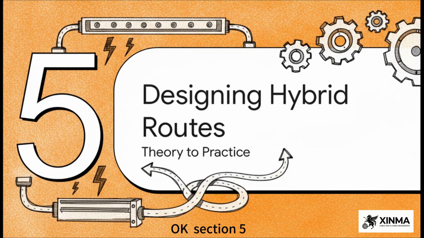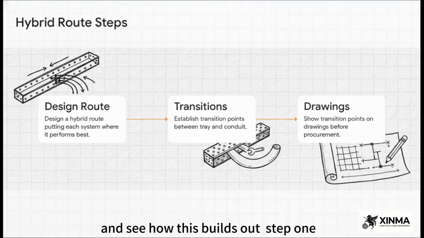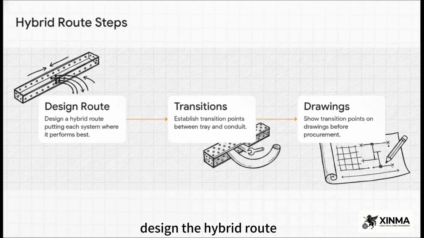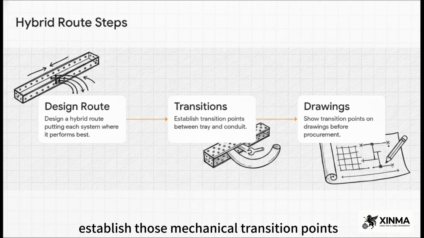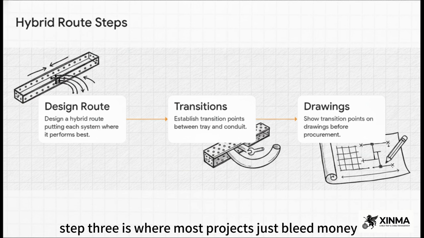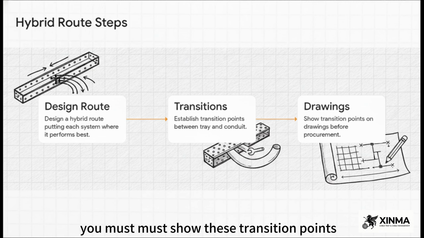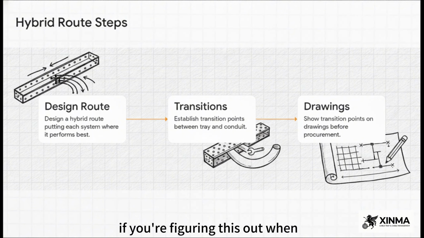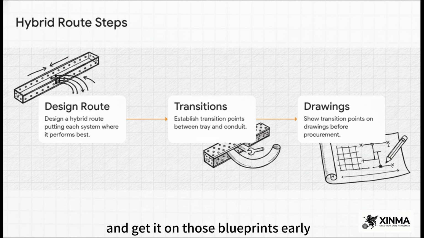Okay, Section 5, designing hybrid routes. Let's translate this theory into practice. Let's move to a sequential workflow and see how this builds out. Step 1, design the hybrid route. Simple enough. Step 2, establish those mechanical transition points. But Step 3 is where most projects just bleed money. You must show these transition points on your drawings before procurement. Think about it. If you're figuring this out when materials are already sitting on site, you are guaranteeing costly delays and severely compromised engineering. So, plan the hybrid, map the transitions, and get it on those blueprints early.